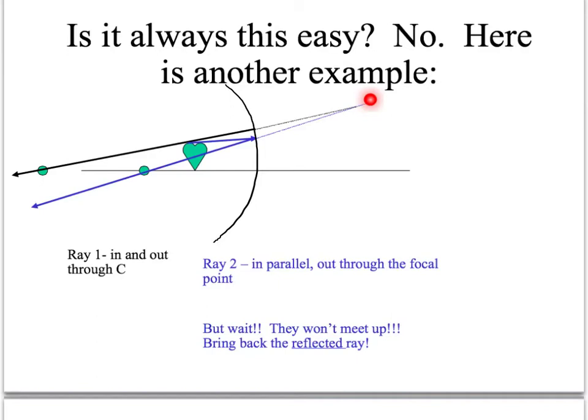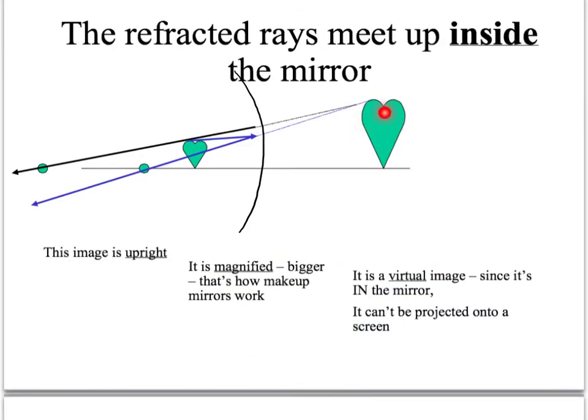This is actually what a makeup mirror does. Here's our image. If you look in a makeup mirror, you're always magnified. It's because you're inside the focal point. You put your face right here inside the focal point, and it gives you a magnified image. So our image is upright because it met up above the principal axis. It's magnified like we were talking about. It's a virtual image because just like with the plain flat mirror, it's inside the mirror. You can't project it onto a screen. It's made out of fake rays. It's a virtual image.